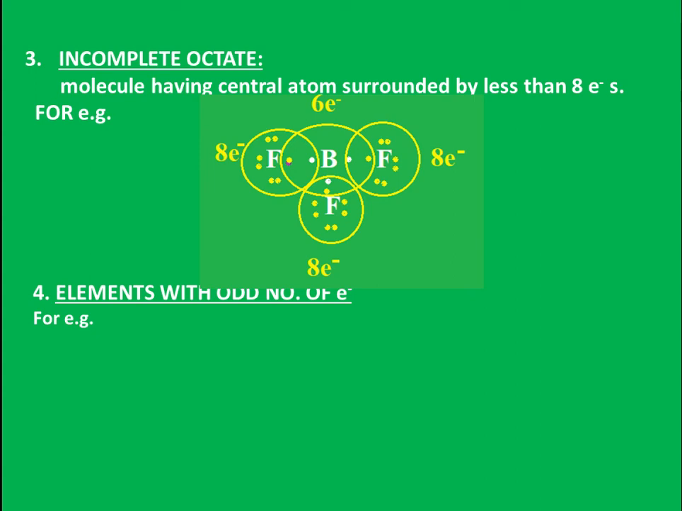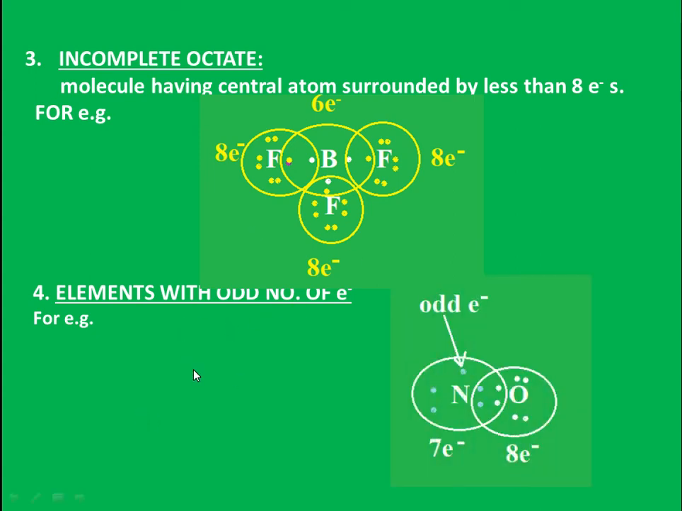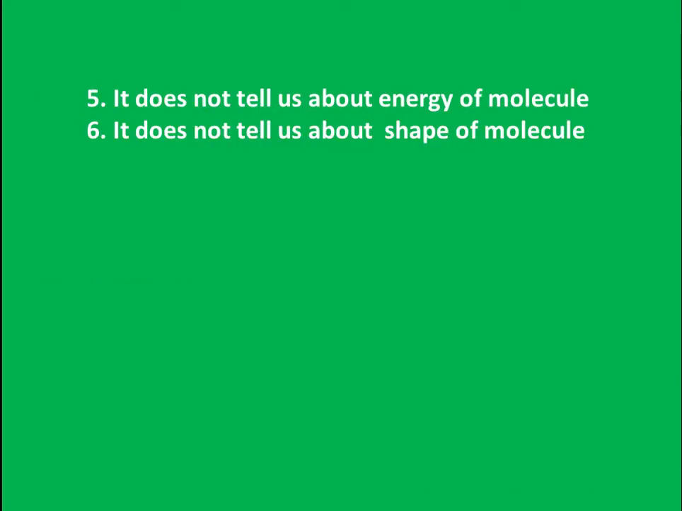Come to the next: elements with an odd number of electrons. Here there is nitrogen, which has 5 electrons in its outermost shell, that means valence electrons. If we want to complete its octet, oxygen completes its 8 electrons, but nitrogen never will. There is one unpaired electron, which is a kind of odd number of electrons. So this is another drawback of the octet rule.